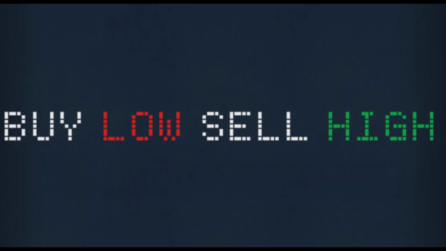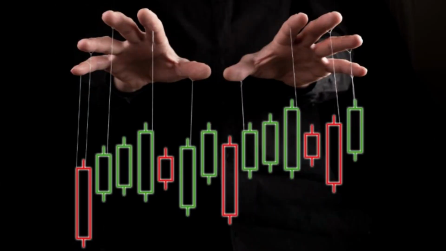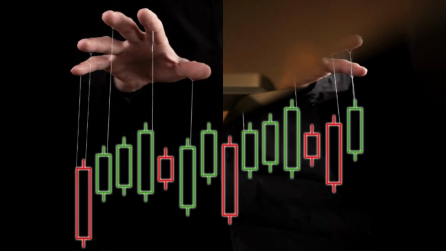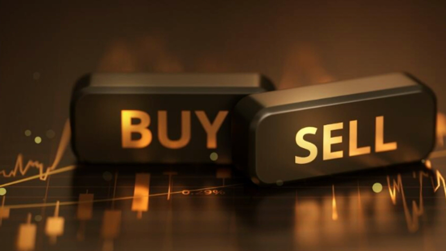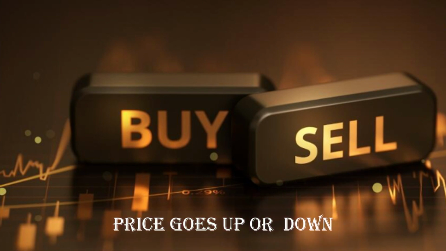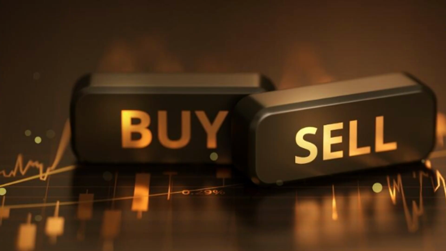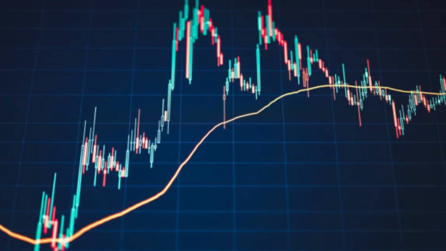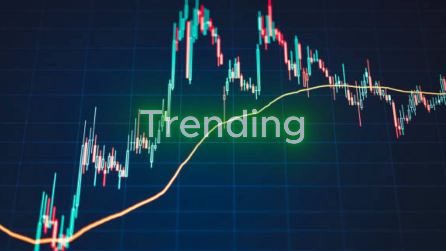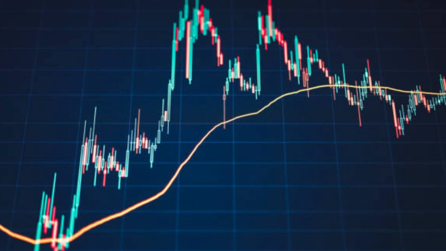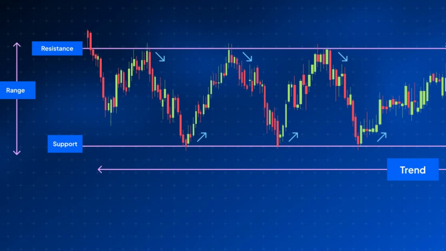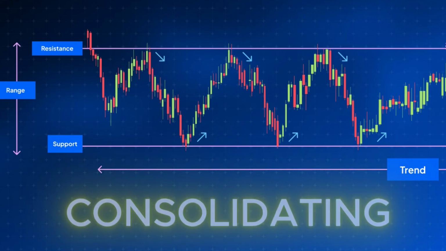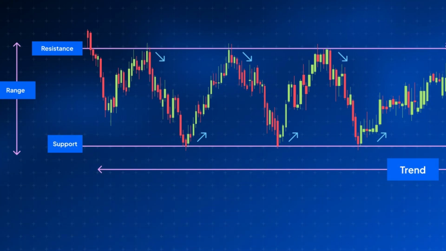I want to ask you a question. What are the two ways the market is moving? In essence, the market is always buying and selling, so when it buys, the price goes up, and when it sells, the market goes down. The market is usually doing two things. Number one, the market can be trending, an uptrend or downtrend. Number two, the market can be consolidating, ranging, choppy and unclear.